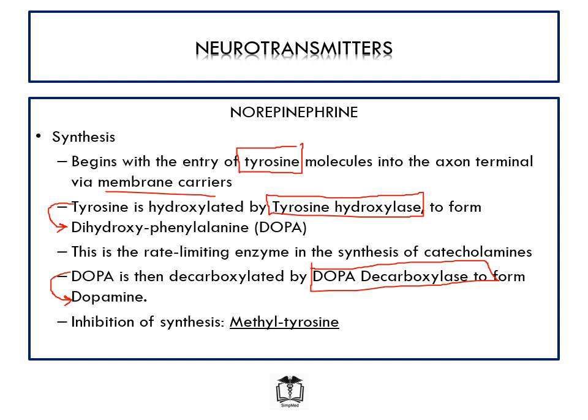Now, we have some drugs that can block this step of biosynthesis, particularly blocking the conversion of thyroxine to dopa. The drug that is involved in blocking this step is called methylthyroxine. So if we are giving a patient methylthyroxine, the thyroxine present within the axon terminal, though it has entered already, will not be converted into dopa. As a result, norepinephrine will not be formed. Remember that this step is the rate limiting step. So if methylthyroxine is blocking this step, norepinephrine will not be formed at all within the axon.